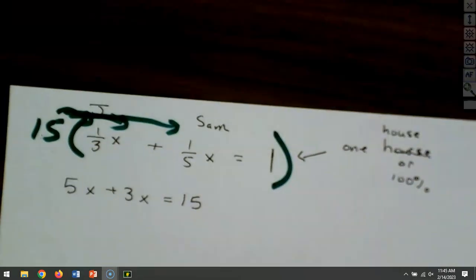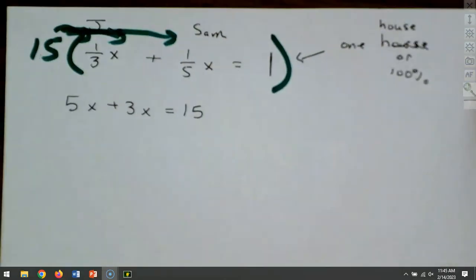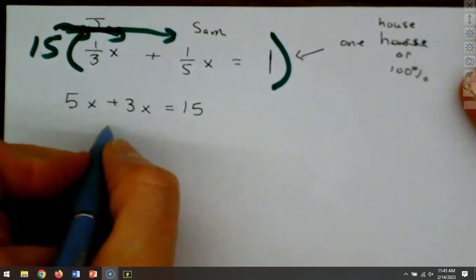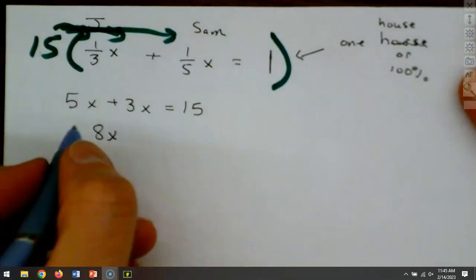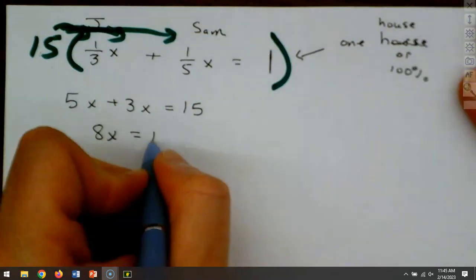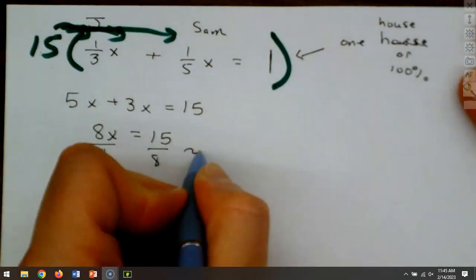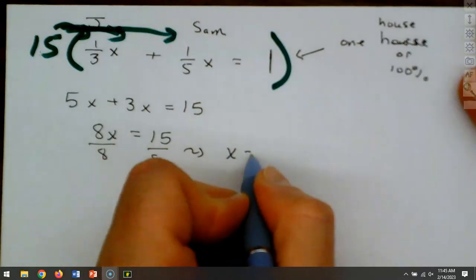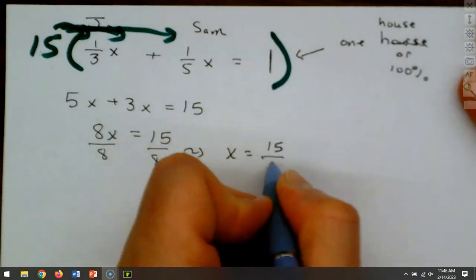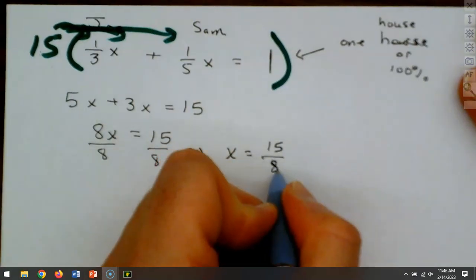We're going to go ahead and add these together, and that is 8x equals 15. We'll divide by our 8. And what's my answer? x equals 15 over 8. And you can leave it as a fraction.